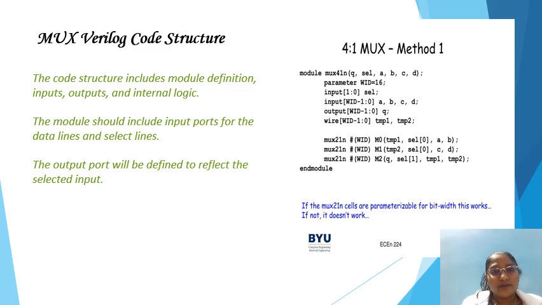MUX Verilog code structure. The code structure includes module definition, inputs, outputs, and internal logic. A MUX Verilog code structure typically includes a module definition with input ports for the data inputs to be selected, a select signal to choose which input to forward, and an output port to carry the selected data.